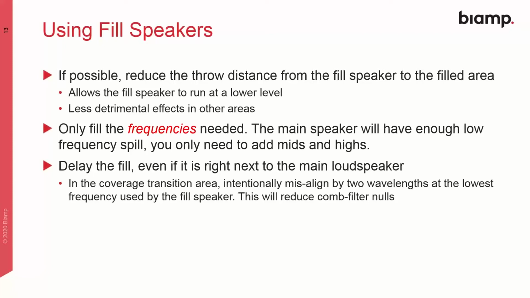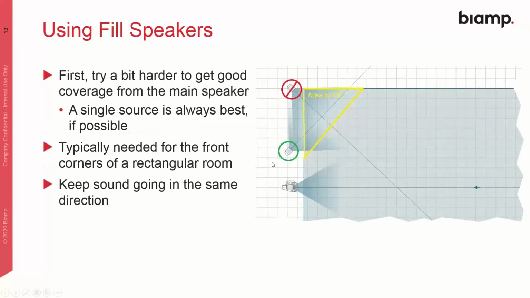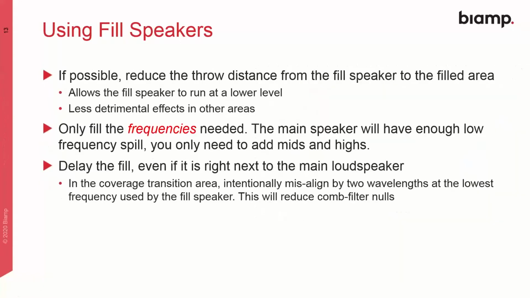Only fill the frequencies needed. If you go back here, this speaker's low frequencies will cover, you know, it's omnidirectional. It'll cover, be as much low frequency in here as there is out in the center. So we don't need to fill the low frequencies. That little fill speaker only fills mid and high, maybe from 500 hertz up, something like that, depending on the size of your main speaker. If you add additional low frequencies, you just create more problems in other parts of the room.